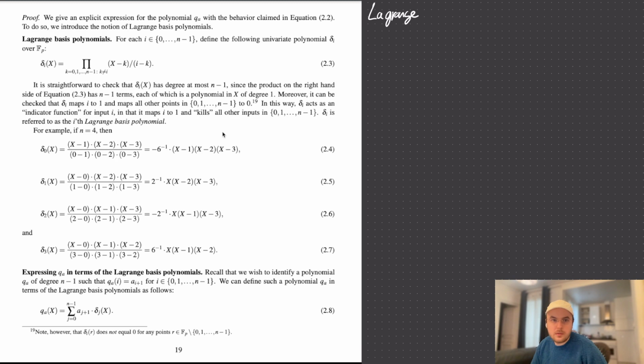Lagrange basis polynomial. For each i in the inputs, define the following univariate polynomial. I don't know how we say that over F p.